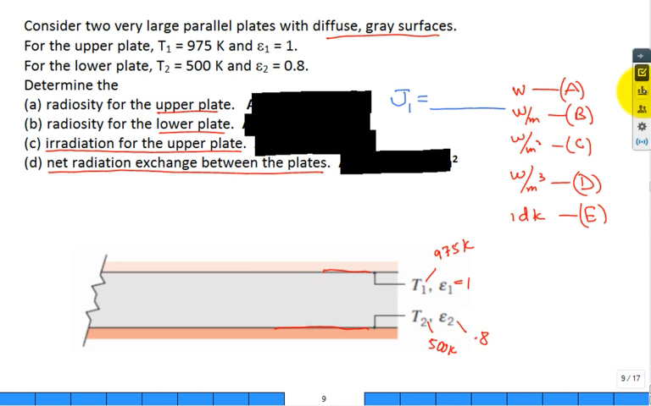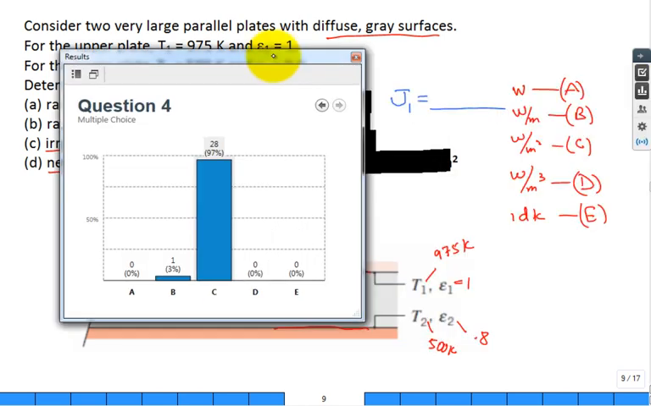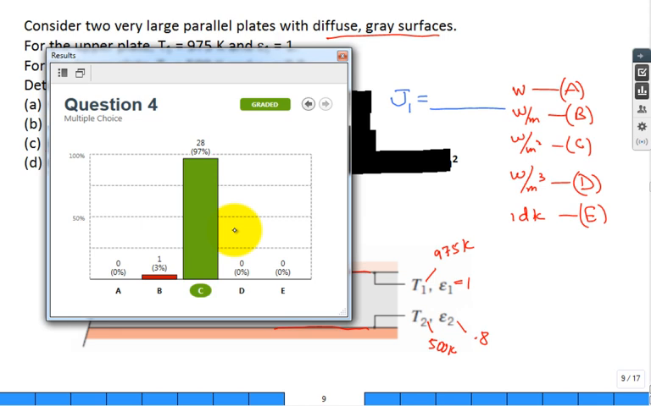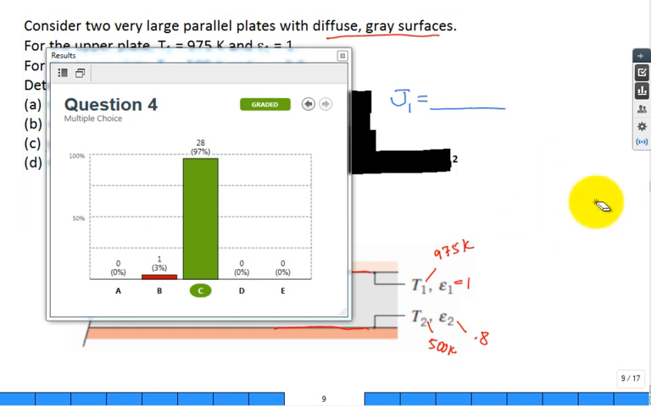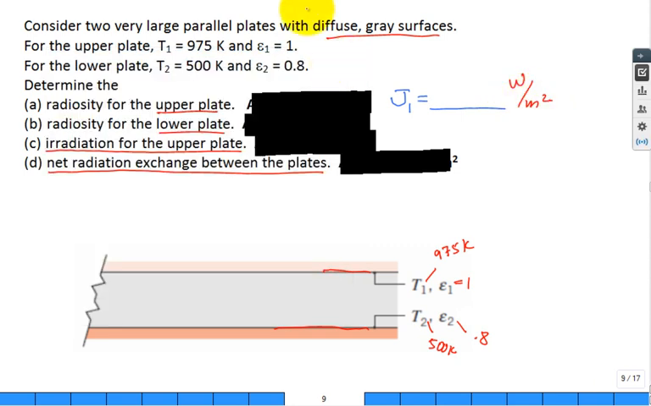And let's take a look. And we only have one outlier, straggler. It's watts per meter squared. It's a flux, basically, watts per meter squared. So that's our answer. Let's get rid of all this. You already know the answer? Okay, so this is in watts per meter squared. So now let's go ahead and change it to numeric response. And go ahead and calculate J1.